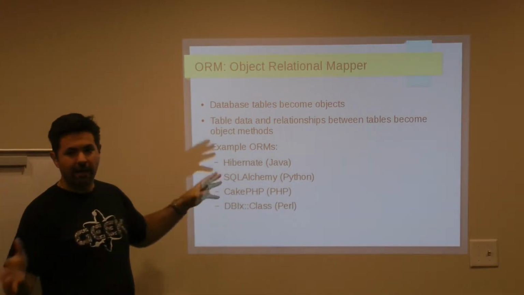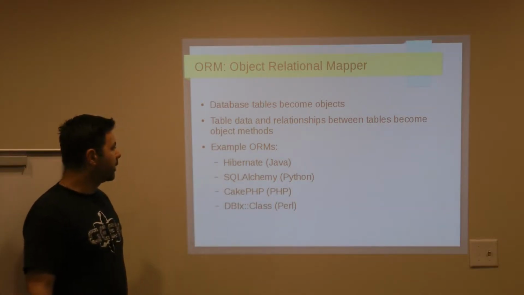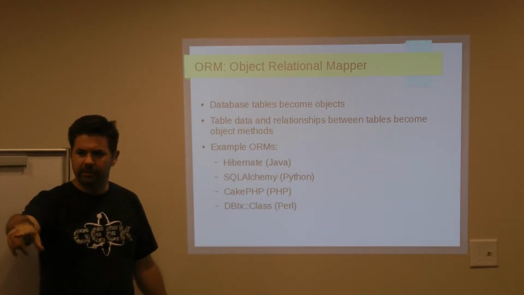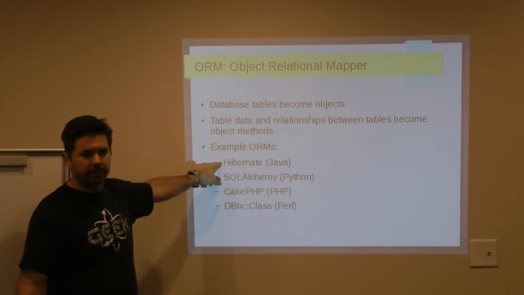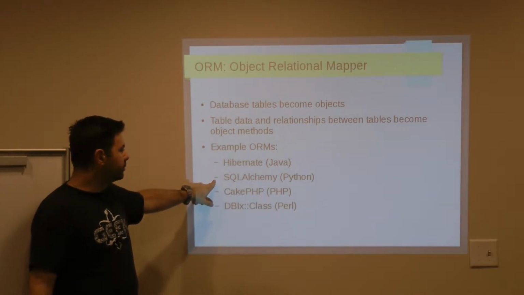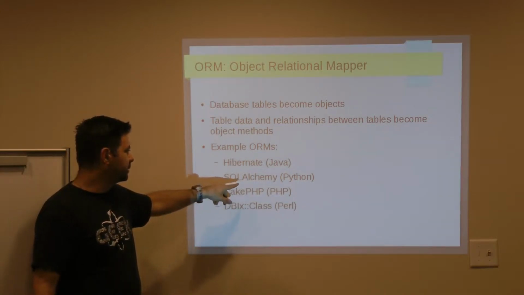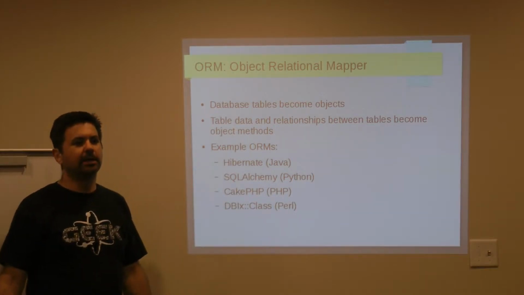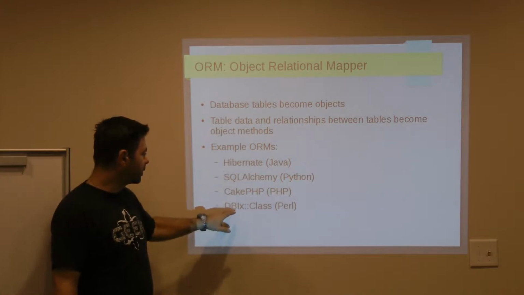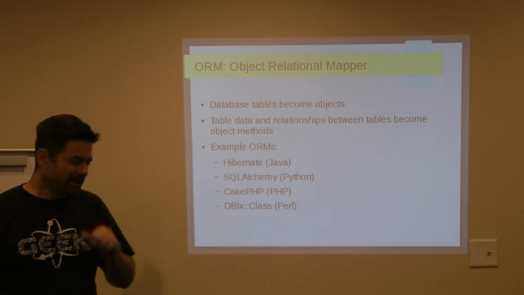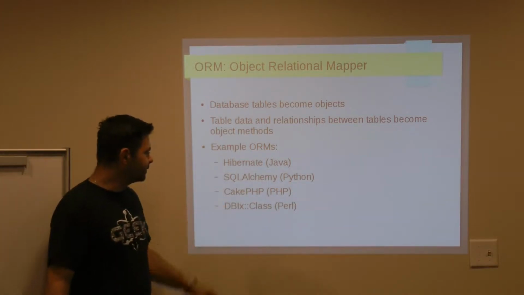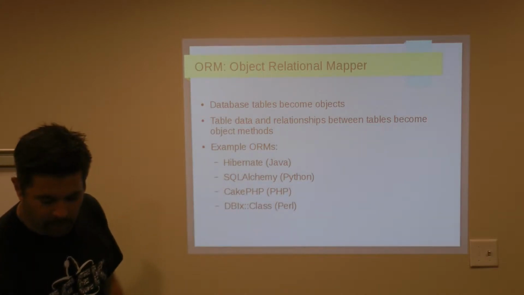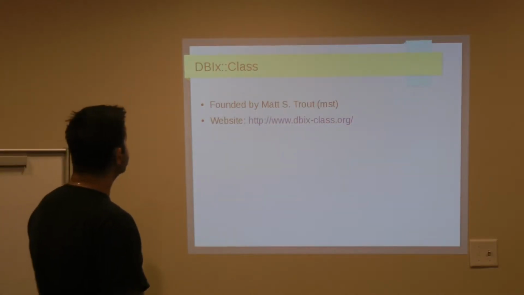So this is not a novel thing just for Perl. There are other languages that have implemented something similar. Somebody over here has been doing Java, you did Java. Hibernate is one that's quite popular. It's an open source ORM for Java. The Python folks have SQLAlchemy, and CakePHP purports to be an ORM. And then here we have DBIx::Class. Sometimes we just call it DBIC because we like shortening things. That's too many characters.